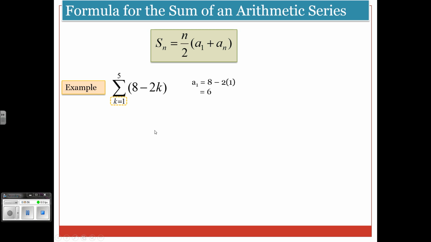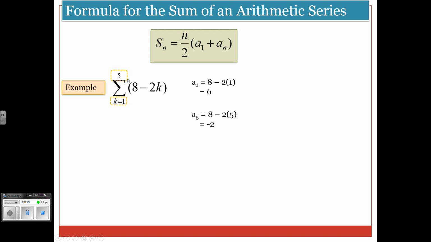So let's do that. A sub 1 is going to be equal to 8 minus 2 times 1, and we get 6. Okay, so now we have to find the last term. Well, the last term comes from when I plug the last number, or the number on top, in for k. So let's do that. A sub 5 is equal to 8 minus 2 times 5, and that's negative 2. All right, great. So we have the 6 and we have the negative 2. Fantastic.